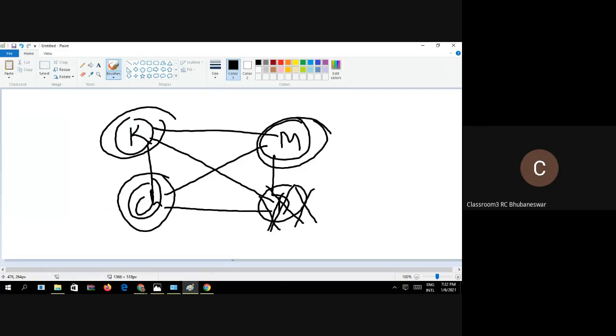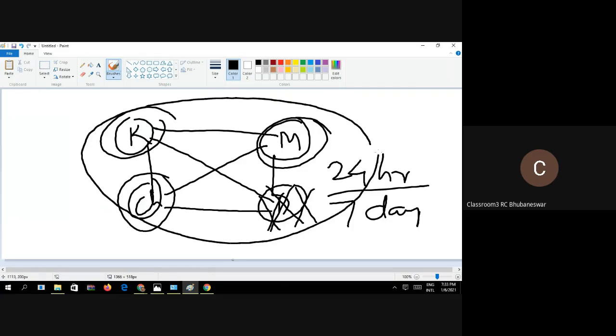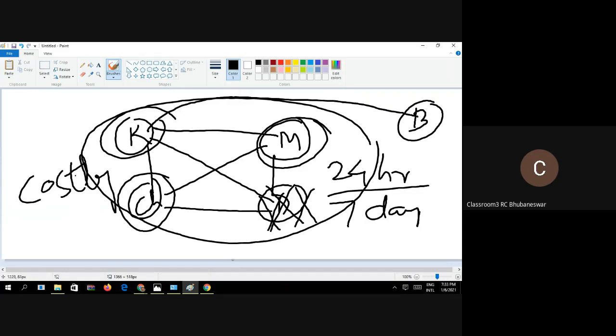Usually we are using this topology when we need a 24-hour service, 7 days a week. At that moment we have to use this type of topology. But this is a very costly one. Today if I have to add another one in Bangalore, then it is a very huge job for us to connect with Calcutta, with Mumbai, with Delhi, and with Chennai. All the 4 cabling.